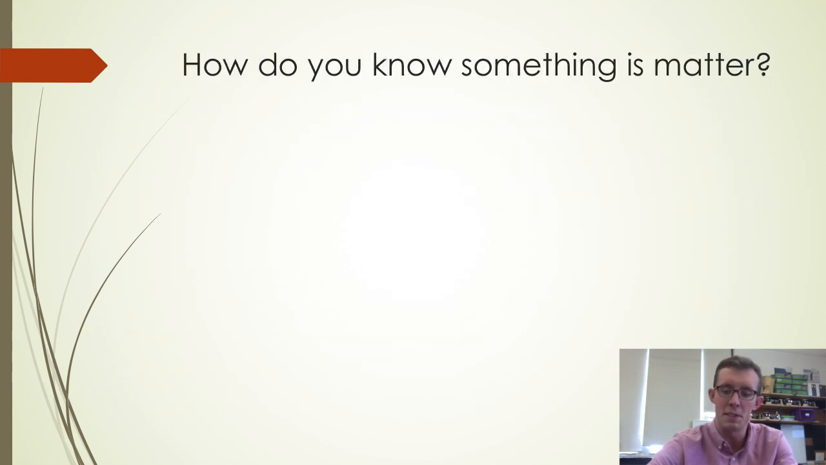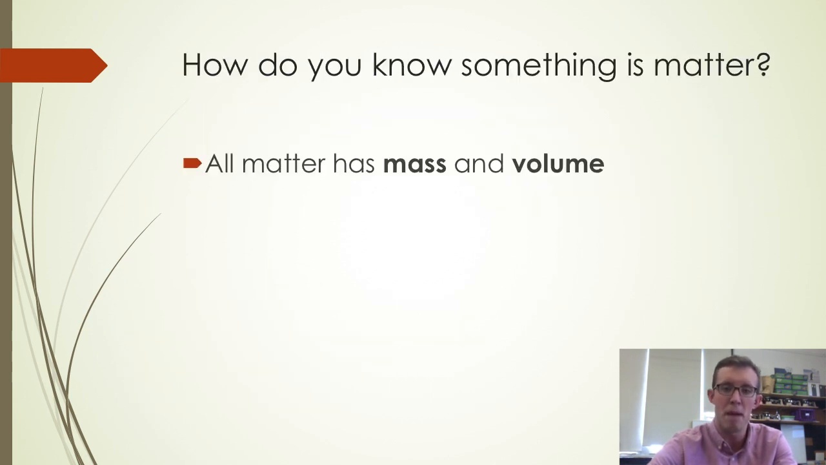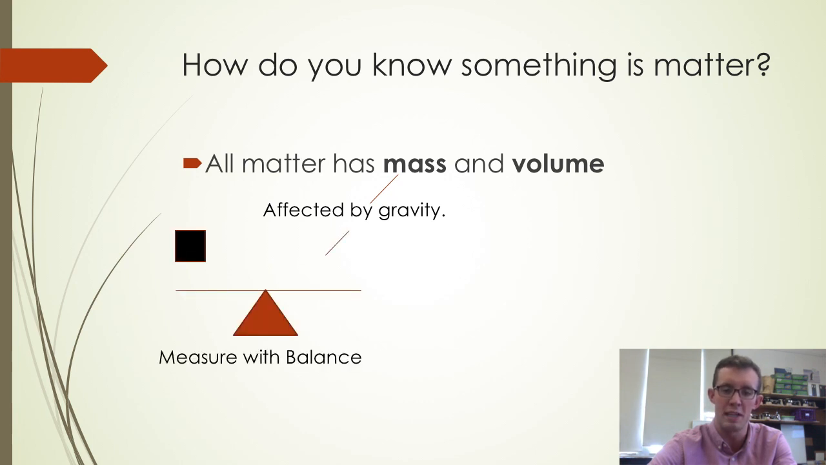So how do we know something is matter? Well, matter is anything that has mass and volume. When we say something has mass, we just mean that it is affected by gravity. We can test this by placing it on a balance. If we wanted to figure out whether this object has mass or not, we would place it on one end of a balance and see if gravity pulled it downward. And if it did, it would have mass.